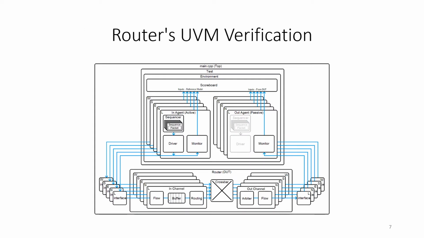Now, let's discuss the UVM verification of the router. Here in this picture, you can see the architecture of the environment. At the bottom, we can see the design under test, which is the router. We can see on the left and right the input and output interfaces to connect the router with the environment, and above is the verification environment itself, which is a UVM verification environment.